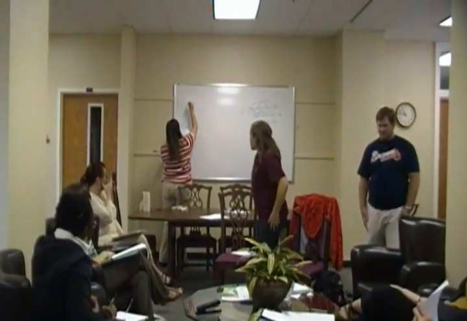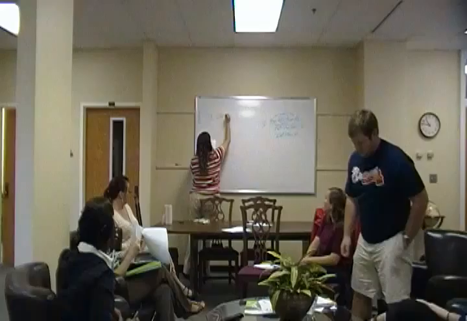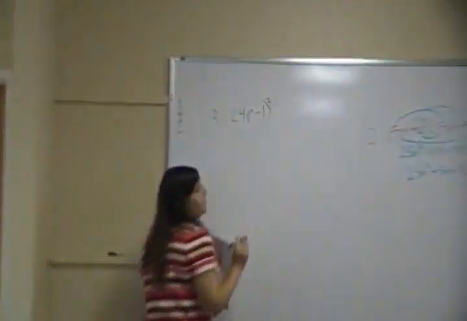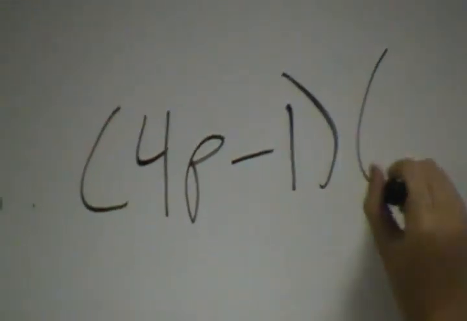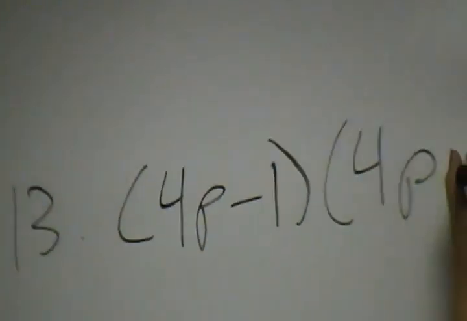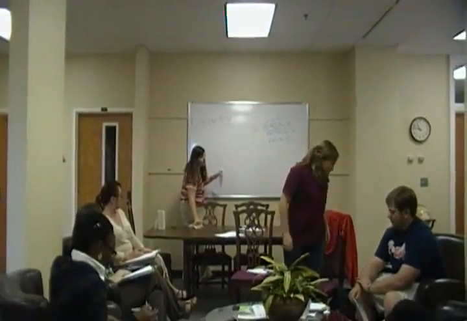Okay, let's look at number 13 first. If we see this, what does that mean? 2 of those. Two of those. So you can write it out. That's the same thing as what you see on your paper, so don't get confused.